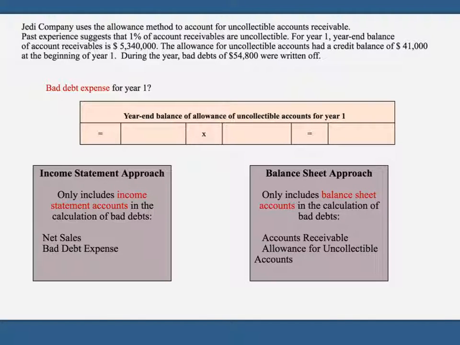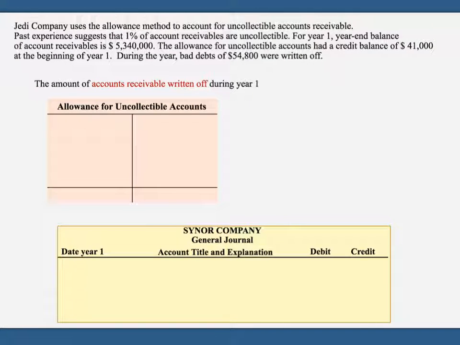Let's go ahead and do that. So we take $5,340,000, multiply by 1%, and that's going to give us our year-end balance, which is going to be $53,400. Know that our end balance in allowance for uncollectible accounts is $53,400. So we're going to plug that into our T account.